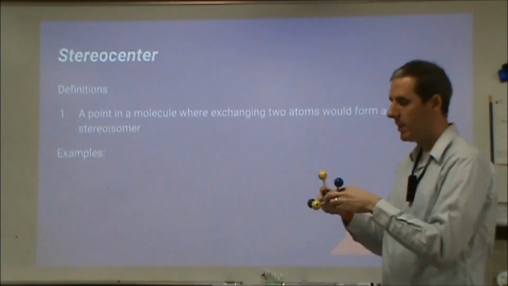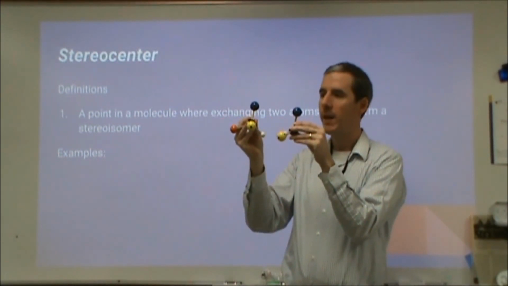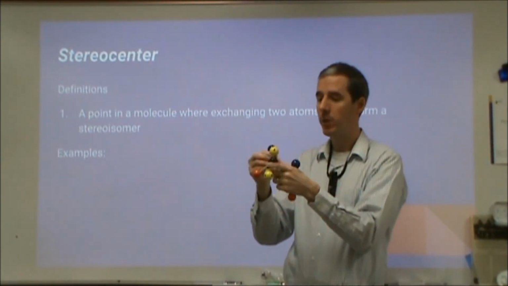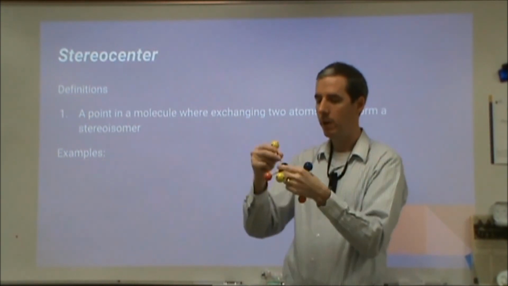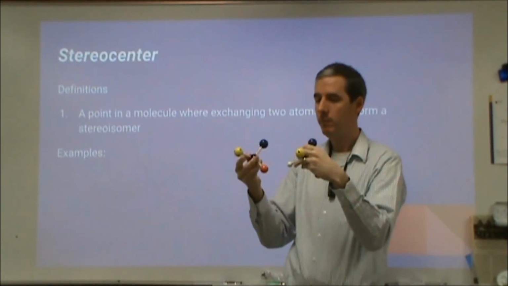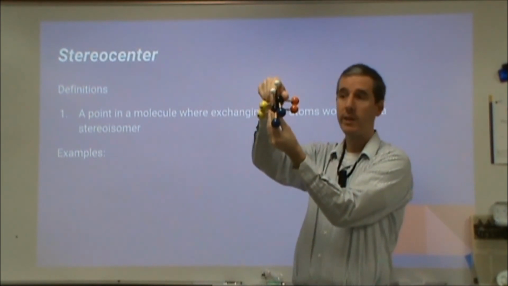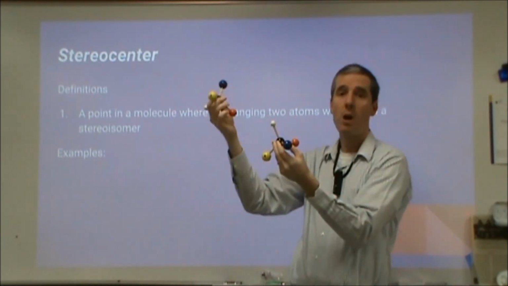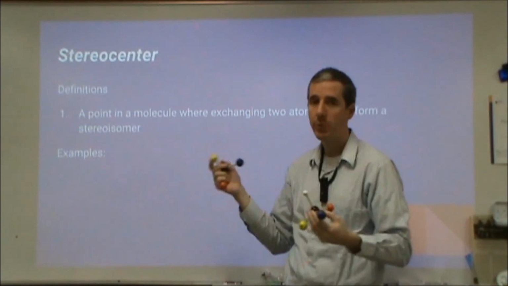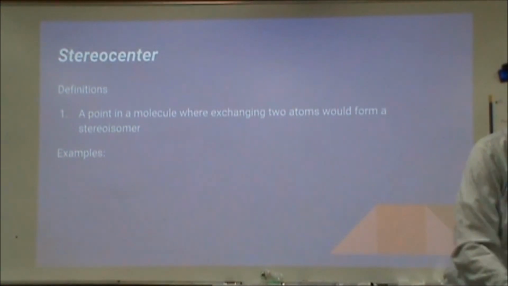So what that means is this. I have these 2 enantiomers. Let me get that as a mirror image. So if I take any 2 of these things and I switch them, so I'm going to switch the blue and the yellow one here, when I switch their places, it will turn into the other thing. So I've gone from non-superimposable to the exact same molecule. So I've gone from R to S. I've formed a stereoisomer by switching that. So this point, this carbon, is a stereocenter.